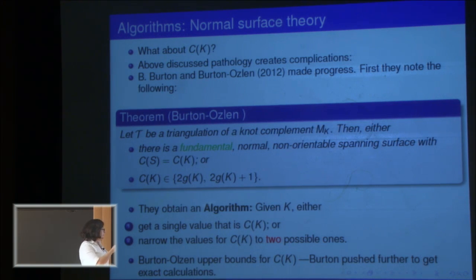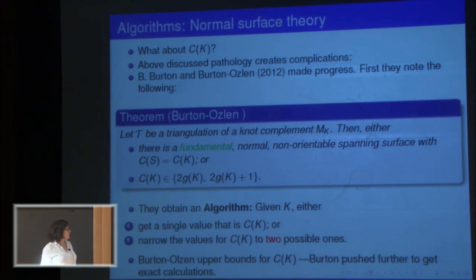Nevertheless, Burton and Ozlen ran various algorithms. They made a lot of progress, and in particular, one thing they did was to find upper bounds that were better than what was known before, by trial and error. And then in many cases, they were able to go further and calculate several examples, several low crossing knots, up to 10, 12 crossings.